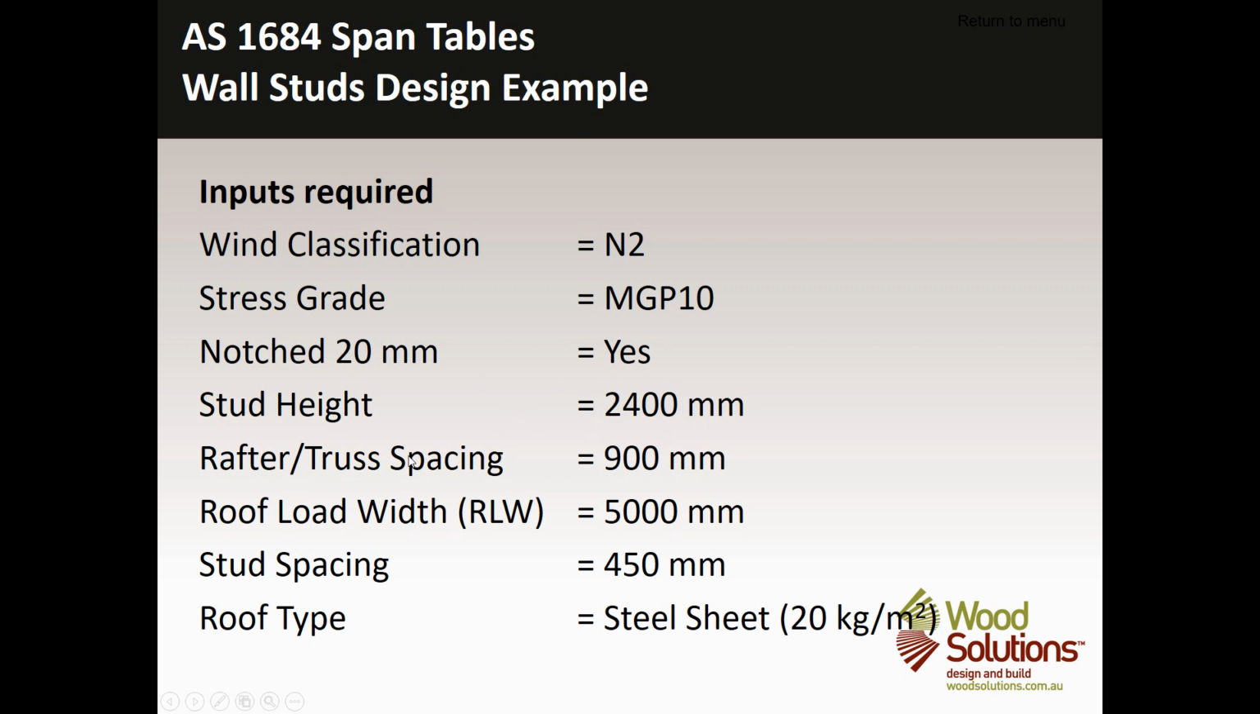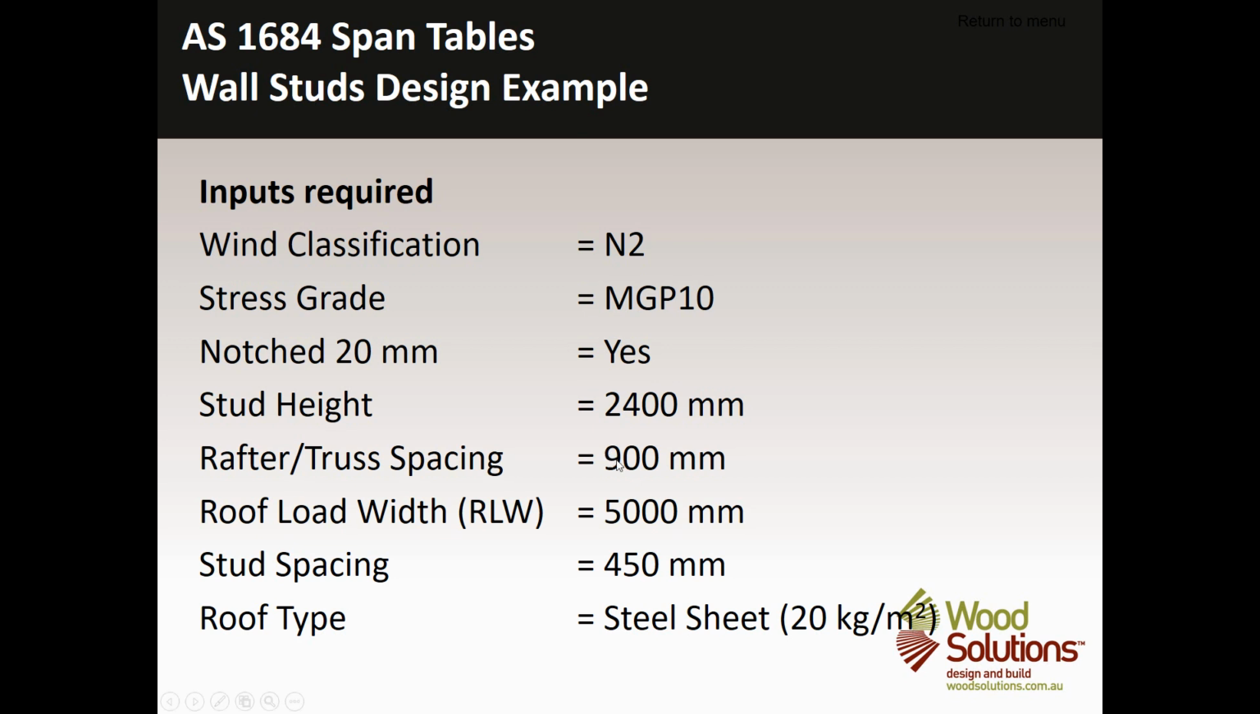Stud height 2400, rafter spacing, truss spacing 900mm, roof load width 5 metres, stud spacing 450, roof type sheet, like steel sheet, 20 kilograms per square metre. I don't know what really contributes to this or not, but it's a bit of an odd one in that I found in doing some retrospective framing stuff through New South Wales, they typically employ rafter spacings of 900 millimetres. We don't really do that in South Australia. We stick to either 600 for tile or 1200 for sheet.